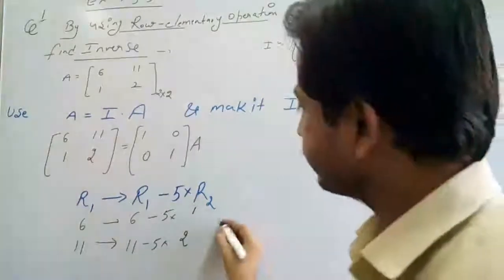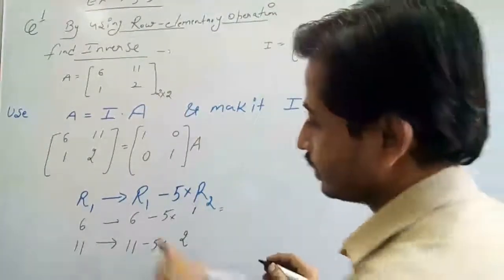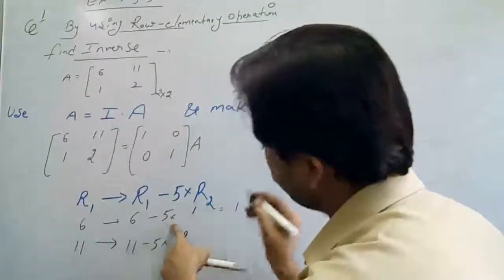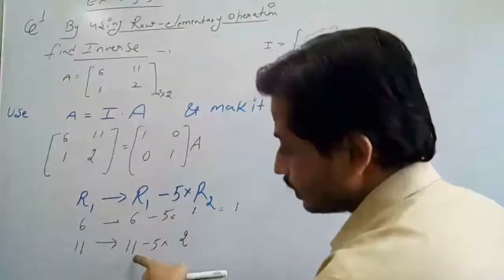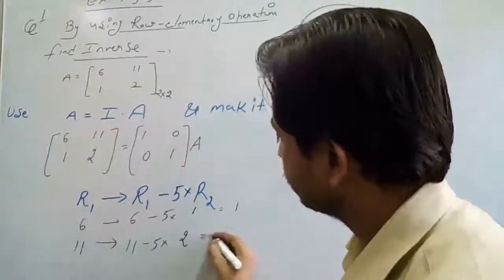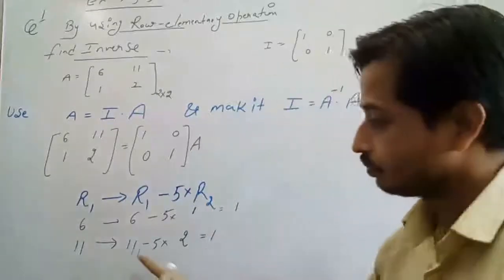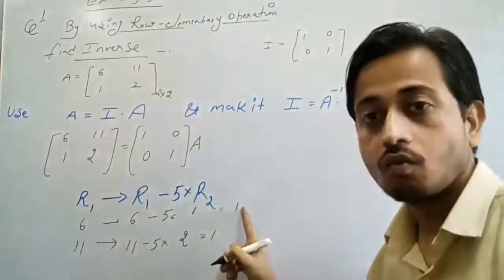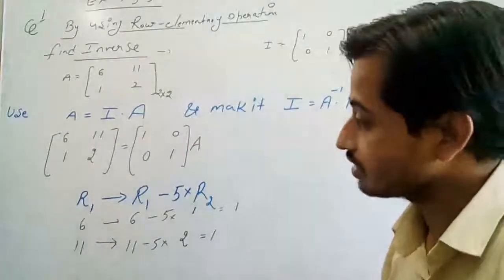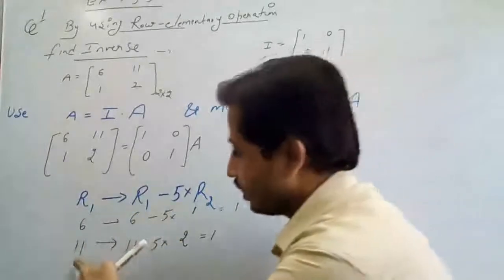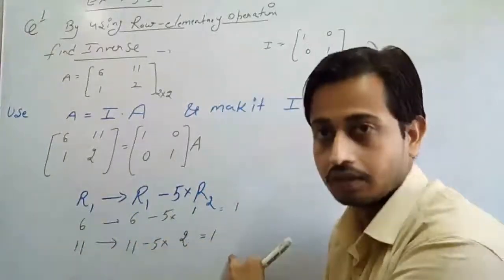So what will we get? We get 6 minus 5 into 1, 5. 6 minus 5 we get 1. Now 6 minus 5 into 2. What will we get? 1, because 5 into 2 is 10, and 6 minus 10 gives 1. So we get 1, 1 as our first row. So we have to replace 6 by 1 and 11 by 1.